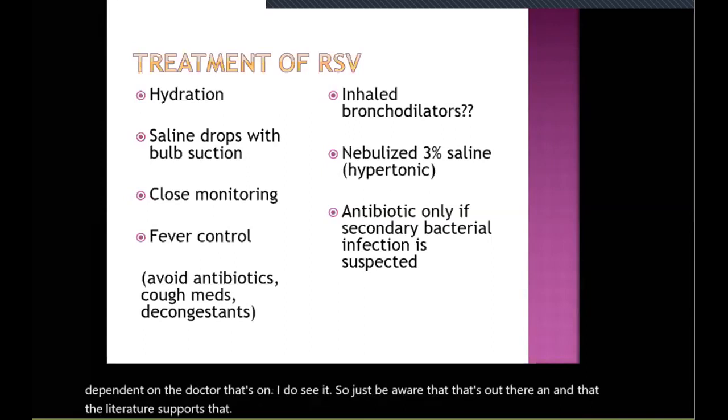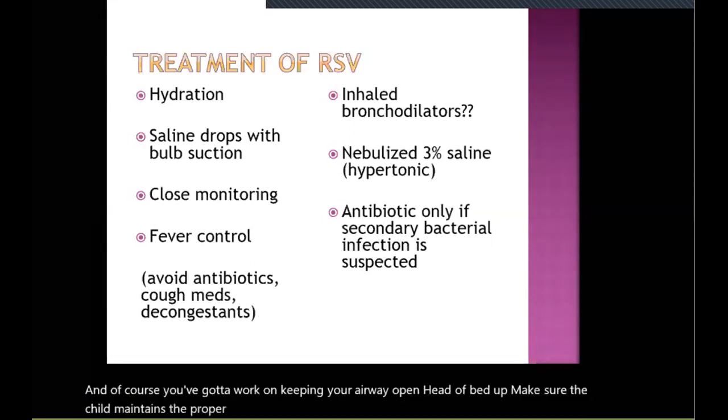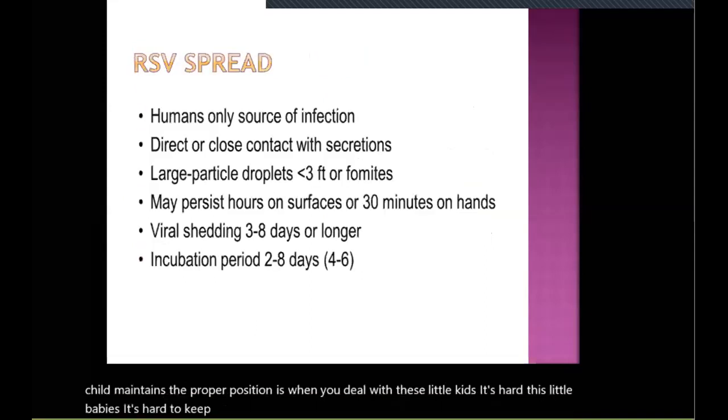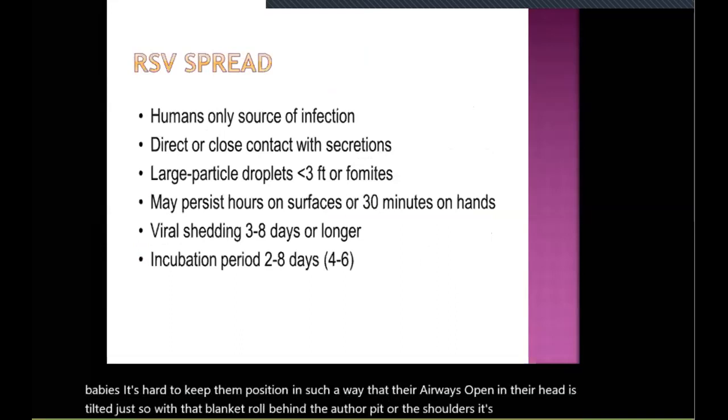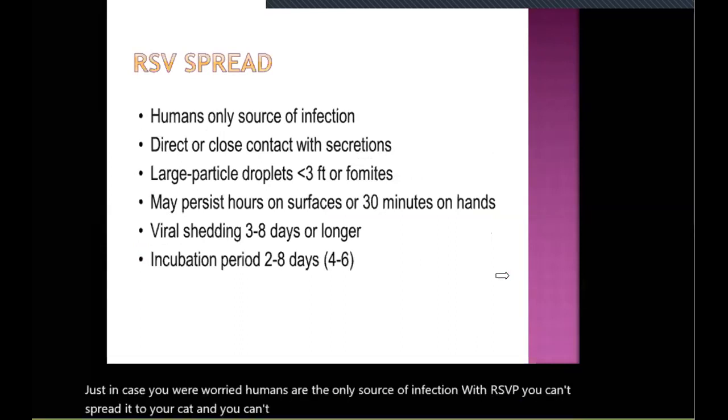And of course, you've got to work on keeping your airway open, head of bed up, make sure the child maintains the proper position. When you deal with these little babies, it's hard to keep them positioned in such a way that their airway's open and their head is tilted just so, with that blanket roll behind the occiput or the shoulders. It's a constant struggle. Just in case you were worried, humans are the only source of infection with RSV. You can't spread it to your cat, and you can't get it from your cat. So you can rest easy now.